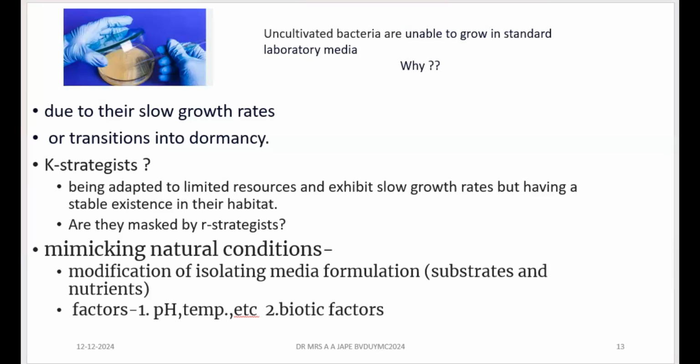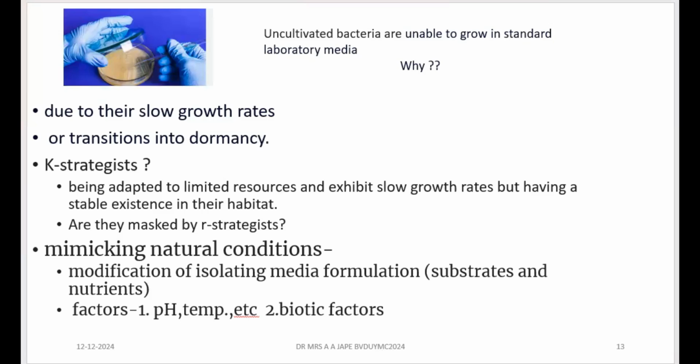So if this is the case and you are trying to see them in your media, what will happen? Only the R type will grow. K type is there, but its rate of division is so less that it will not be seen in the media. So these two terminologies, that is K strategist and R strategist, I hope are clear to you. So what can we do? We need to mimic the natural conditions under which they are growing.